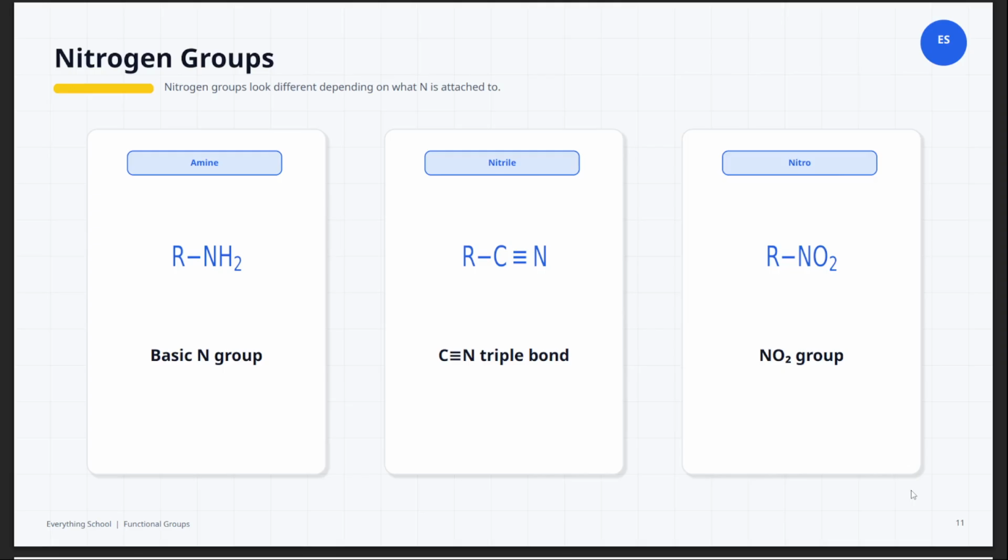A nitro group has nitrogen connected to oxygen atoms, usually written as NO2 on the slide. The key is not just spotting nitrogen. The key is asking whether nitrogen is single bonded like an amine, triple bonded through carbon like a nitrile, or part of a nitro group.